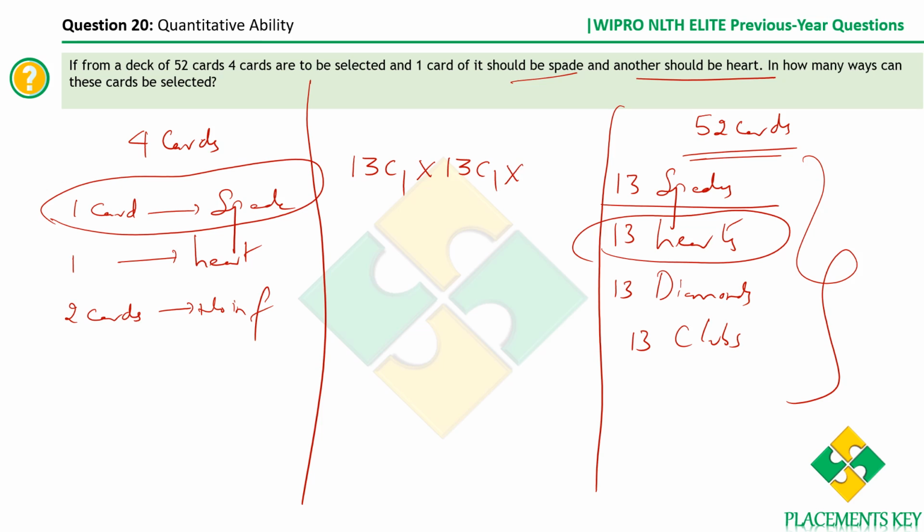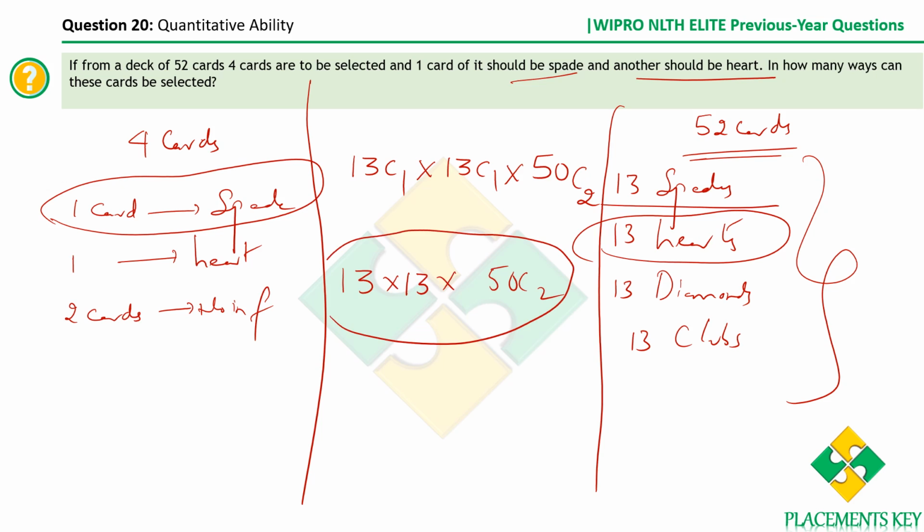And now we are supposed to pick two more cards, but we are not given any information. Therefore, out of 50 remaining cards, because two are already chosen, he has to choose only two now. 50 C2, right? Combination. So we are picking any two out of 50. Therefore, the answer is 13 C1 into 13 C1 into 50 C2, that is 13 into 13 into 50 C2. That should be your answer. You can simplify it.